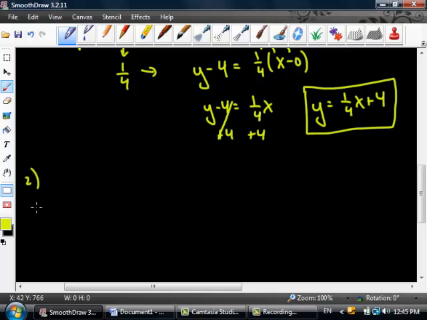Let me give you guys another one. The slope is 4, and it passes through 2, comma, negative 1. Take care of that one on your own for a second.